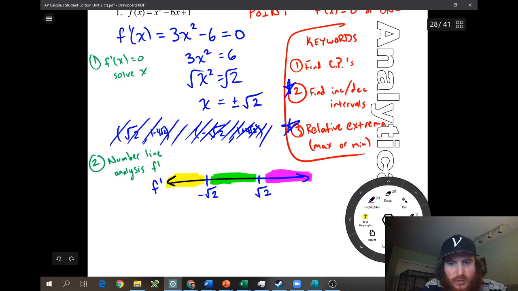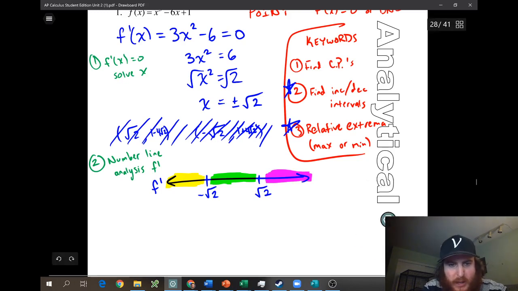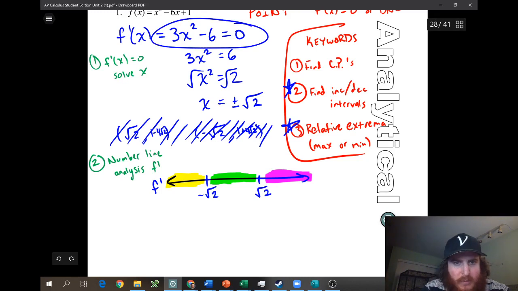Okay, now we do not want to plug in square root of 2 or negative square root of 2, because if we plug those in, we're going to get 0. We already solved for 0, and that's how we got negative square root of 2 and positive square root of 2. So we need to plug in values that are actually in those intervals. For that yellow, first interval, we would be plugging in a value that's less than negative square root of 2. So we could plug in, say, x equals negative 2. If you weren't really sure what negative square root of 2 is, you could plug in, say, negative 10. It doesn't matter as long as it's a number smaller than negative square root of 2.